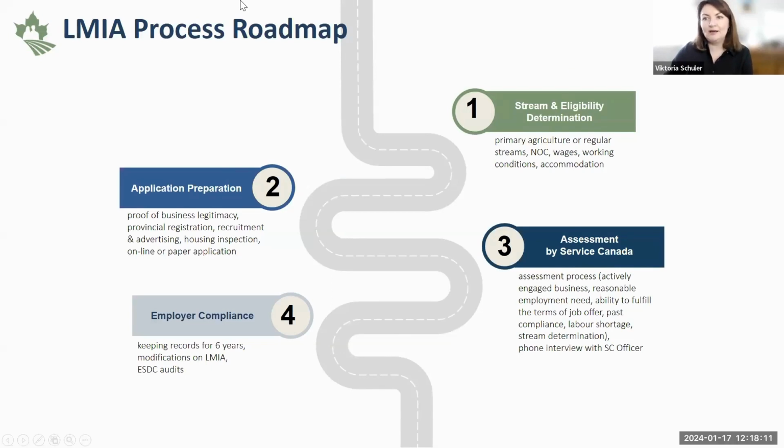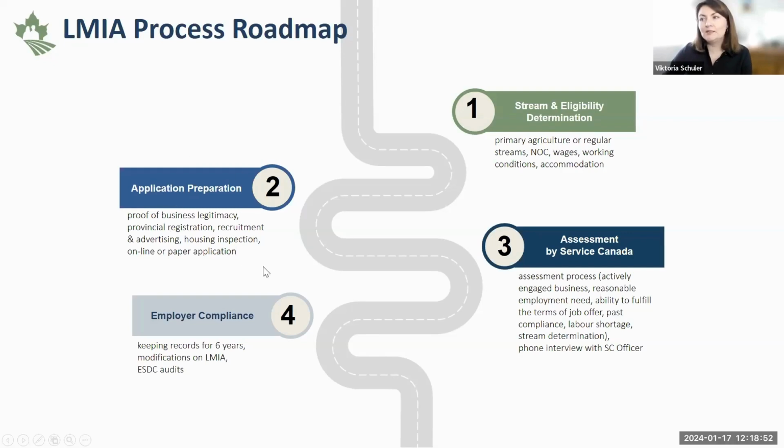Basically, I would say there are 4 steps. They are complicated, but it can be broken down. First is determining your stream and eligibility: whether the position is included in primary agriculture or whether it could be a regular stream, what your NOC code is, what wage you need to pay, and what the requirements are toward working conditions and accommodation. Do you need to provide a housing inspection or not? Step 1 is mostly preparation work to determine what you need to do, what you can do, and if you would like to do it in the business.